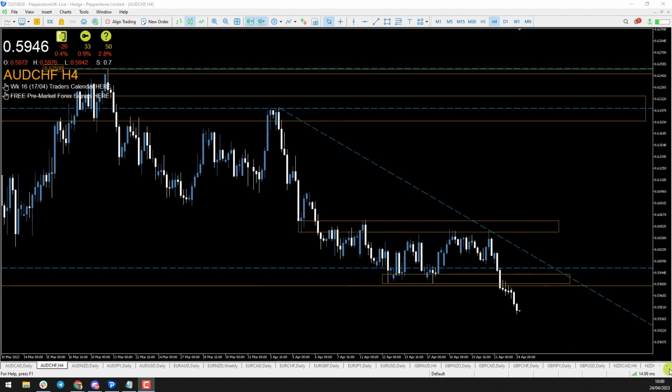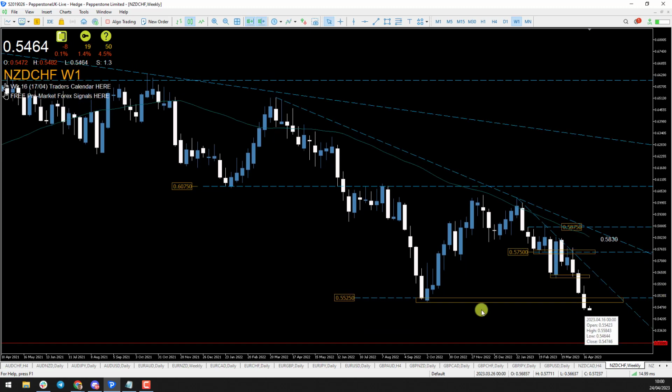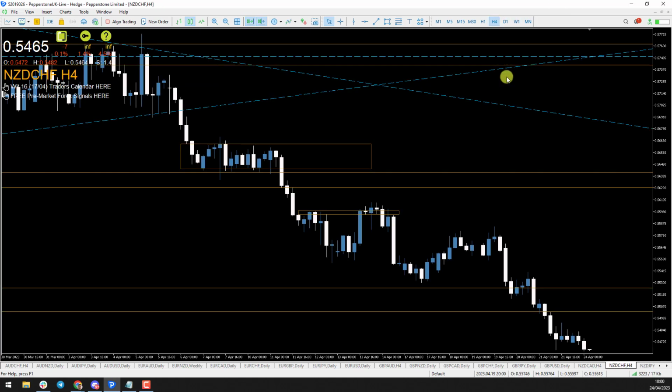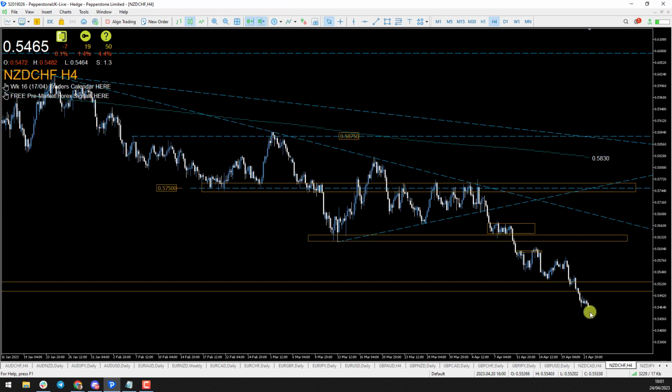I did say we'll rehash Kiwi Swiss at the end, just because we had the weekly close now below that 0.5525. What I don't want to be involved with is a false break. So if that does start to climb back above and close above, I won't be interested at the end of the week. However, we could be looking just to see how price performs if it does pull back.